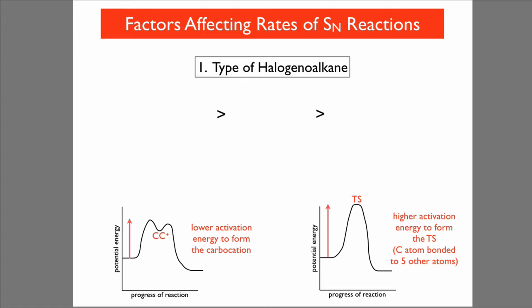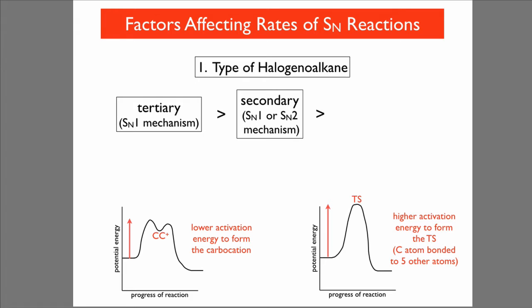Okay, there are some factors that affect the rates of these nucleophilic substitution reactions. The type of halogenoalkane: we've got tertiary, we've got secondary halogenoalkanes, which can do both SN1 or SN2. As we know, tertiary only does SN1. We've got primary, which is SN2.